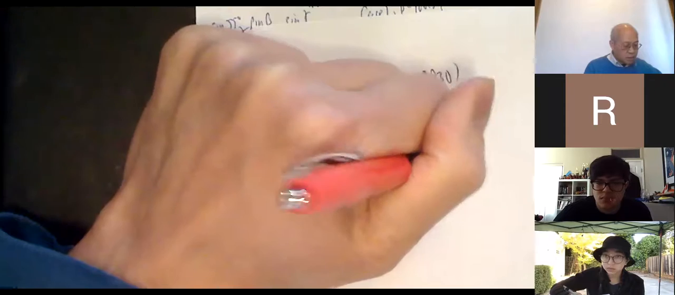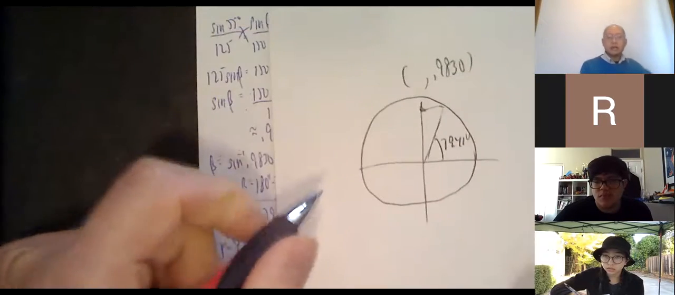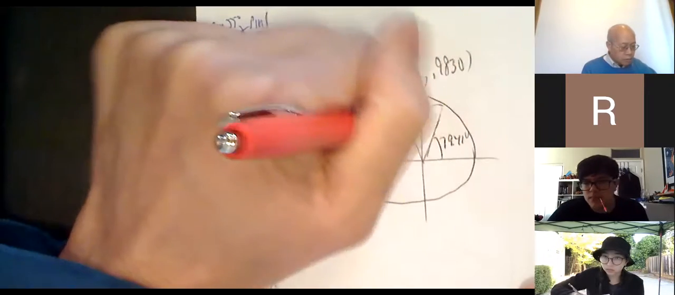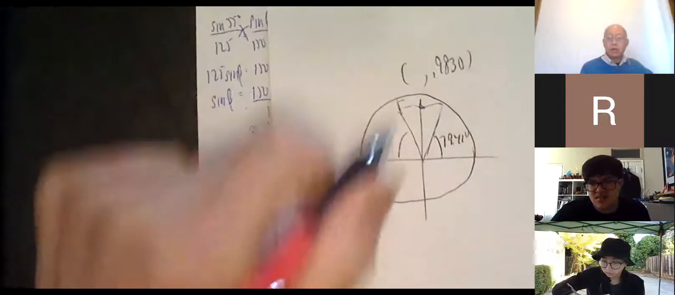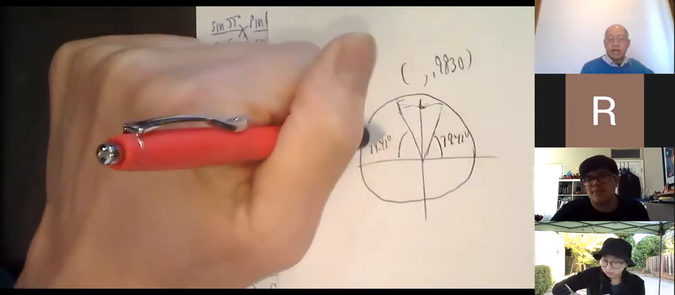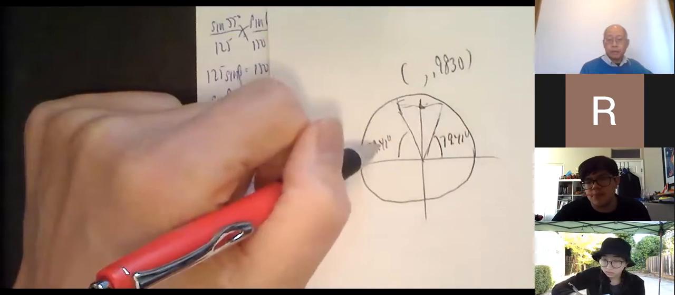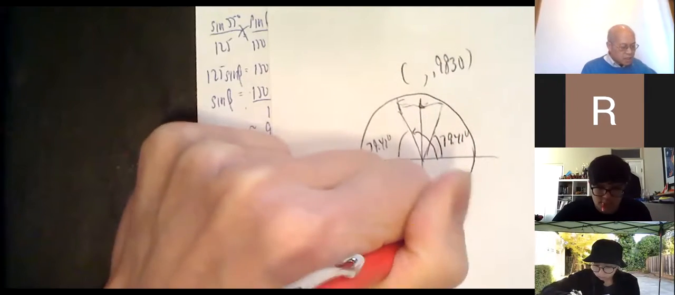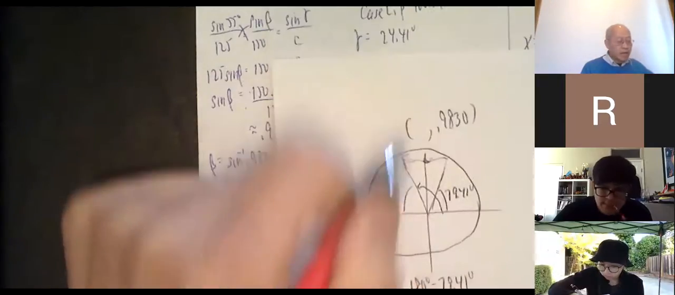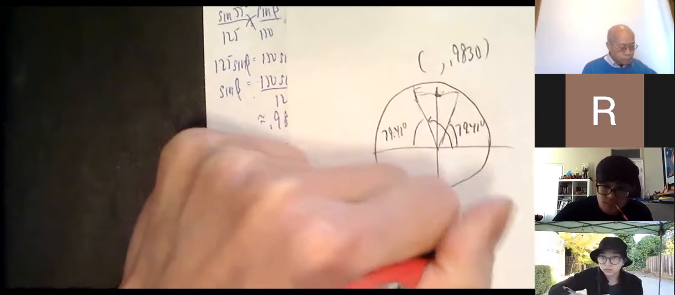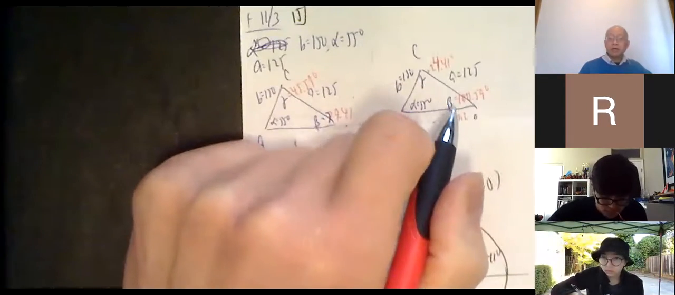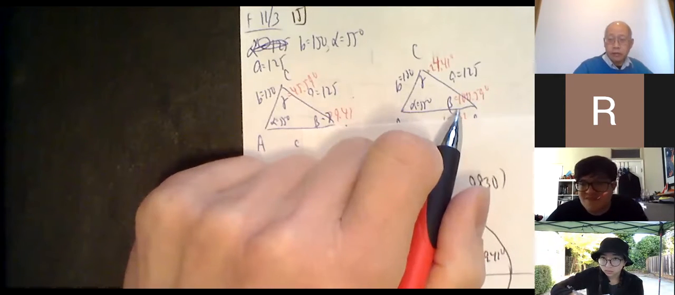So this is 79.41 degrees. But there's a second quadrant angle that would also work by symmetry. This will be just as high. The sine of that angle is also 0.9830. So the angle in standard position here would be 180 minus 79.41 degrees, and that comes out to be 100.59 degrees. So that leads us to two possible triangles.